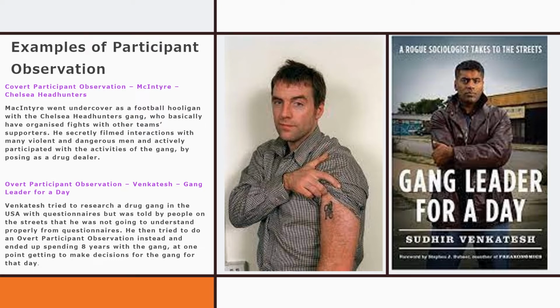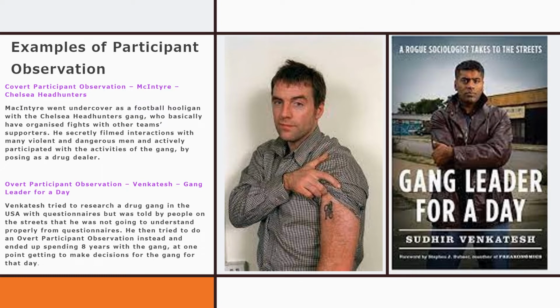Now, on the other hand, we've got this guy Venkatesh, who did overt participant observation. He basically started asking people in poor areas in America, and started asking questions of people on the streets, and they said, "You're not going to understand anything just asking us these questions. Come and live with us. Come and do what we do. Come and see what we do." So he ended up joining a gang. As they all knew he was a researcher, but he followed the gang round. He basically became friends with the leader of the gang, and spent time with them for 8 years, various different members of the gang, and seeing what they were doing.